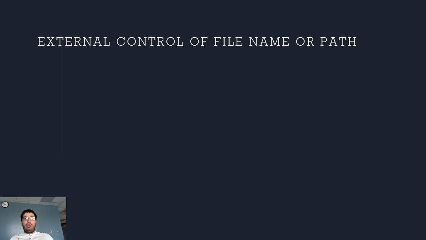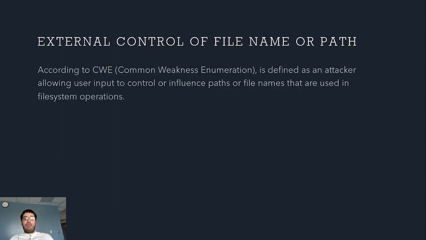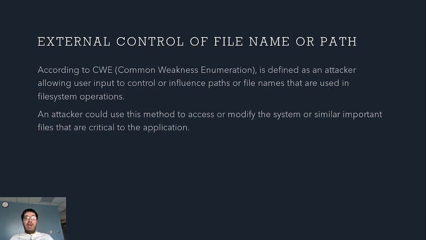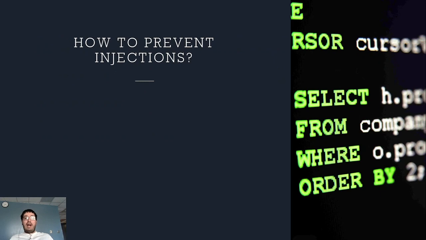And external control of file name or path. According to the Common Weakness Enumeration, the CWE, it's defined as an attacker being allowed to use user input to control or influence paths or file names that are used in file system operations. An attacker could use this method to access or modify the system or other similar important files that are critical to the application. And how do you prevent general injections?